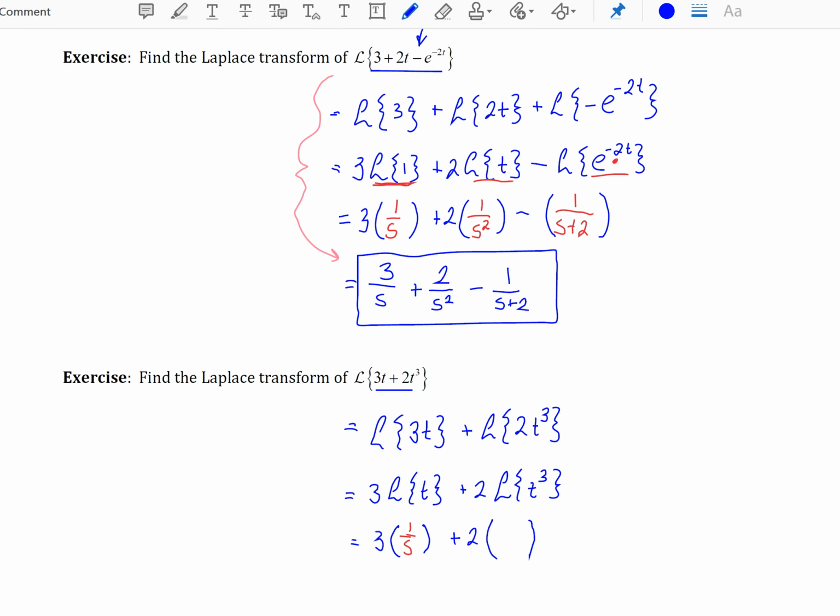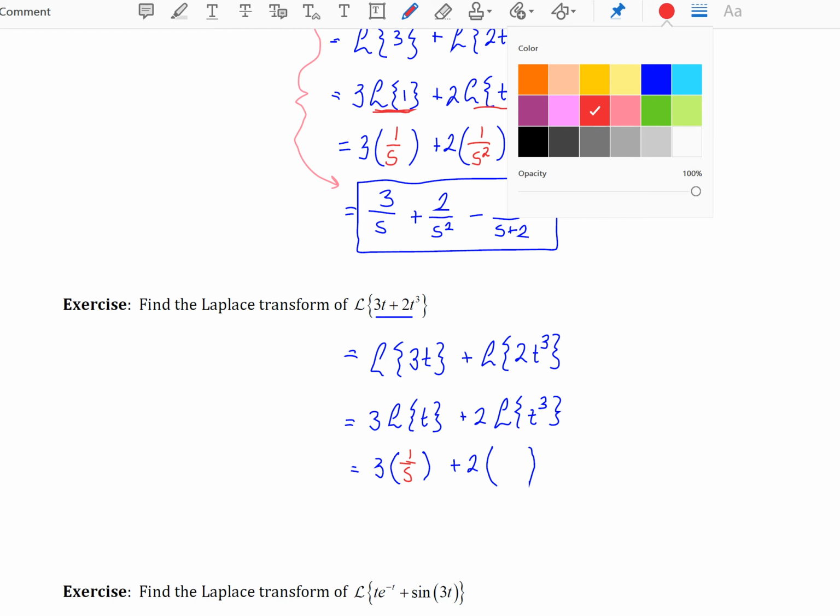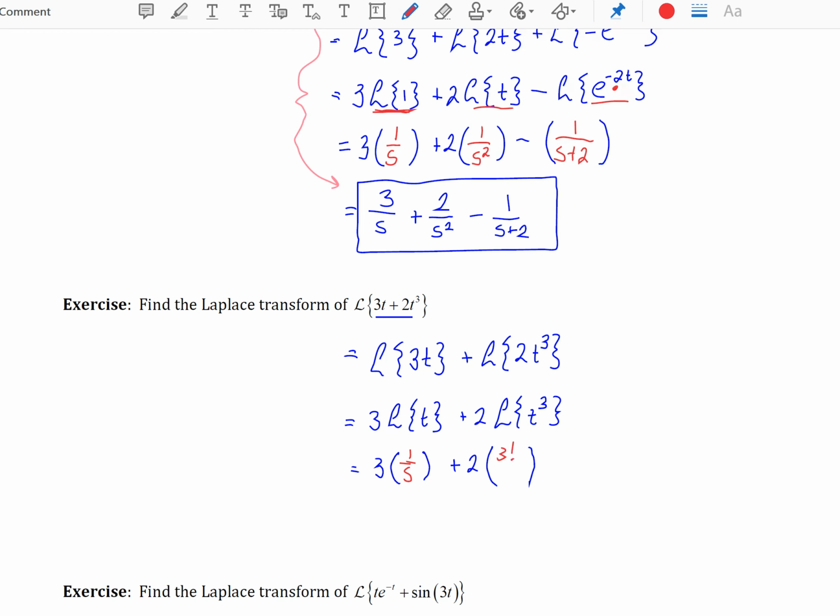So I think we should get 3 factorial over s to the 4th power. And I can simplify this as 3 over s squared. Now recall when I say 3 factorial, that 3 factorial is really 3 times 2 times 1. So this would be 6. Don't forget the other factor of 2 that's in front. So I think this is going to be plus 12 over s to the 4th. And that's our Laplace transform. We're now in the s domain.